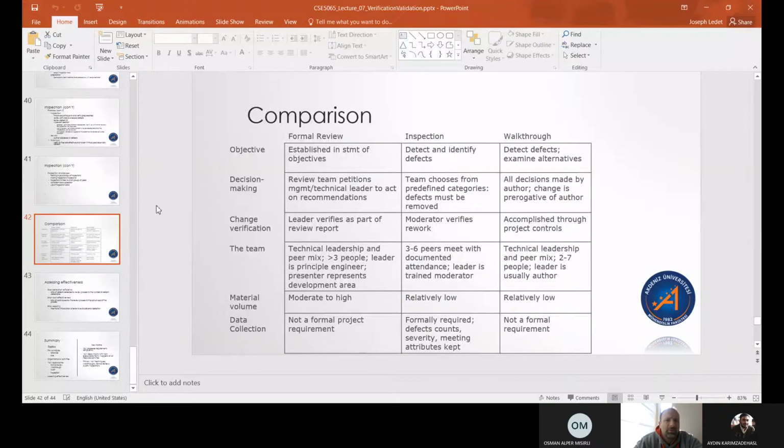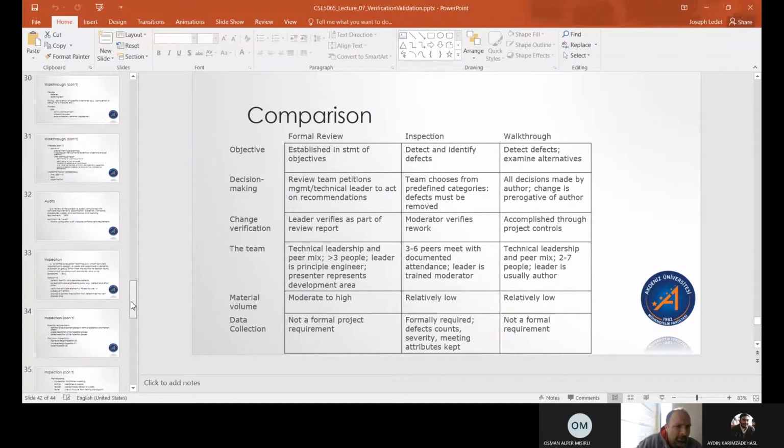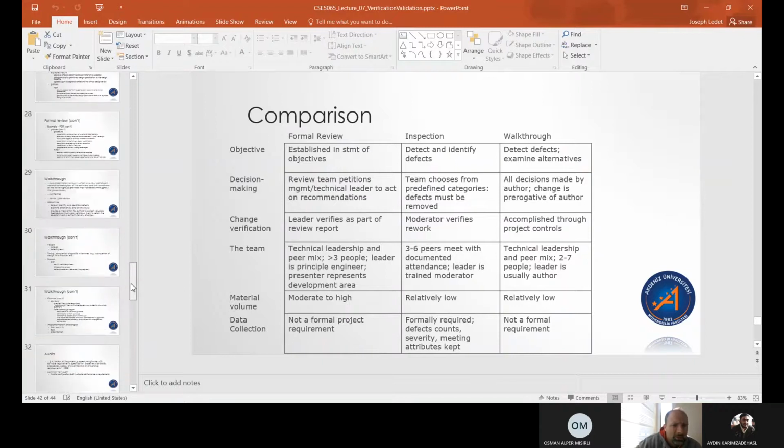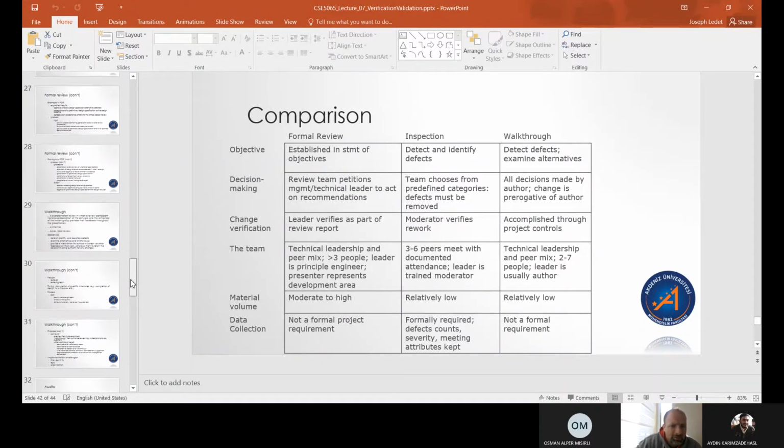So this is a comparison of these things. This whole previous set of slides with the walkthrough, inspection, and formal review, these are all different aspects of how to perform these V&V tasks. So basically this is a comparison of some of the aspects of them.